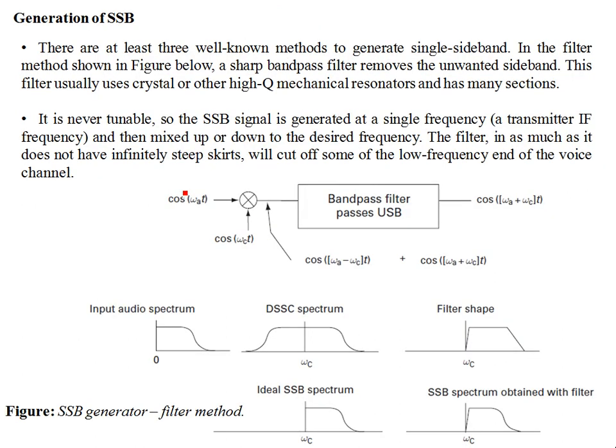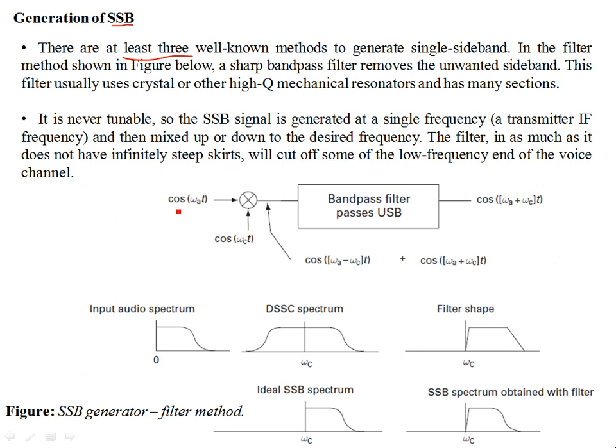So how do we generate the SSB? Since we know that there are advantages of SSB over conventional AM, there are at least three methods that we introduced before, but I think we talked about the first method that required a band pass filter.